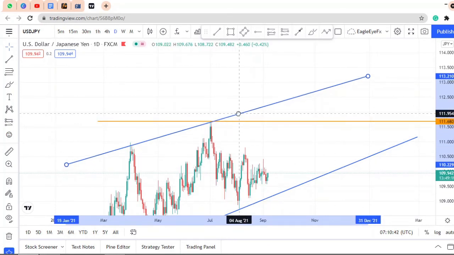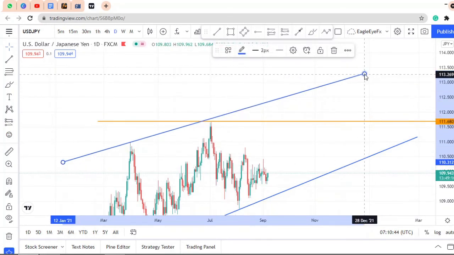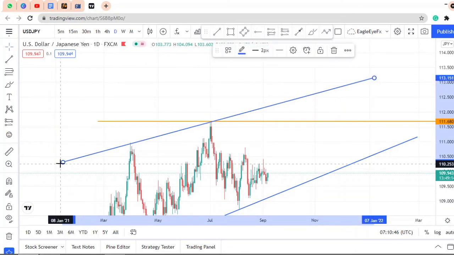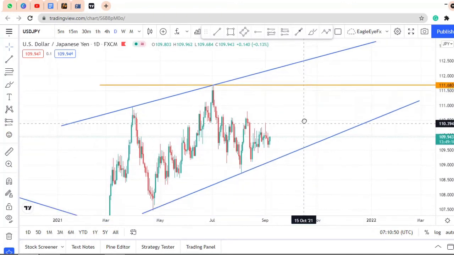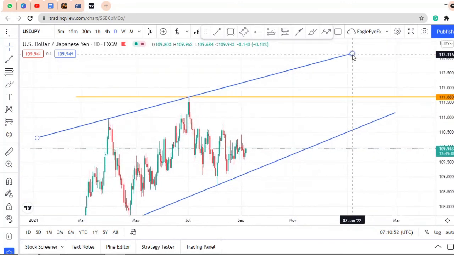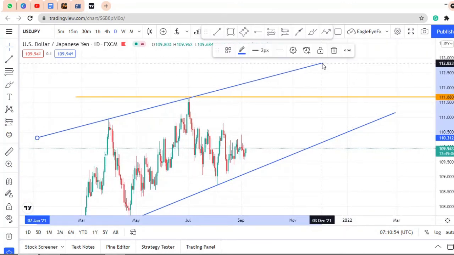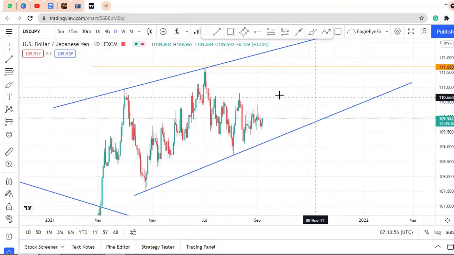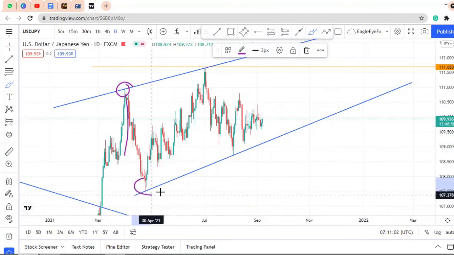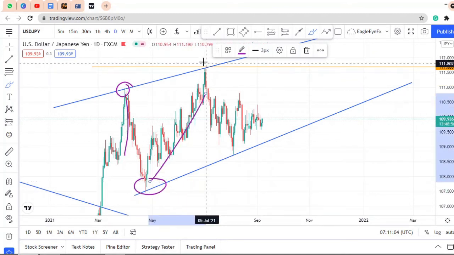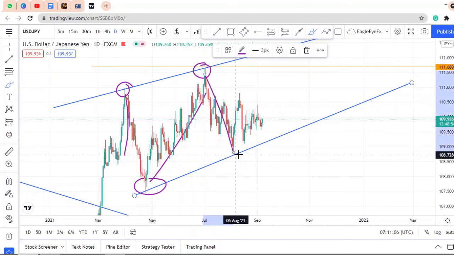Okay. All right. So I just want to draw it on the weeks. I want to draw it on the weeks so that it's clear for me. Yeah. So you see here push down, then you see here push up, came back to the trend line, push down.